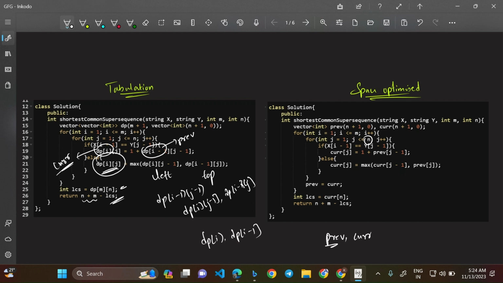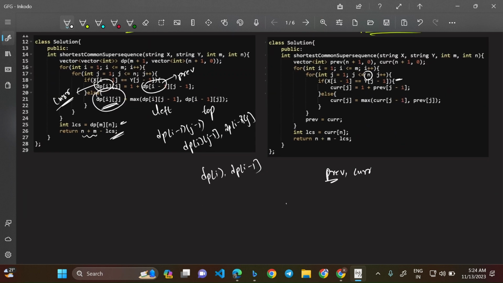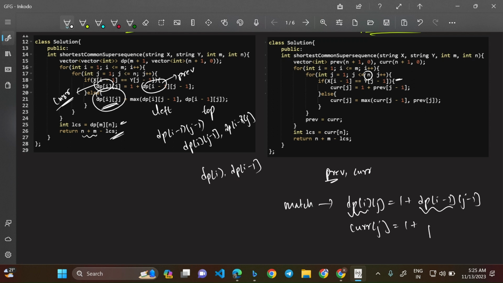So starting from int i equal to 1, j equal to 1, you'll be checking the corresponding characters. If they are the same, that means you'll be taking the value from your previous and adding 1 to it, isn't it? So initially, if both of the corresponding characters match, then dp of i j is basically nothing but 1 plus dp of i minus 1 j minus 1, isn't it? So replace dp of i by current, then that becomes current of j, then 1 plus dp of i minus 1 as previous, because dp is the values that we are storing. So dp of i minus 1 in the sense previous values, previously stored values. So 1 plus previous of j minus 1. So that's what I've written.